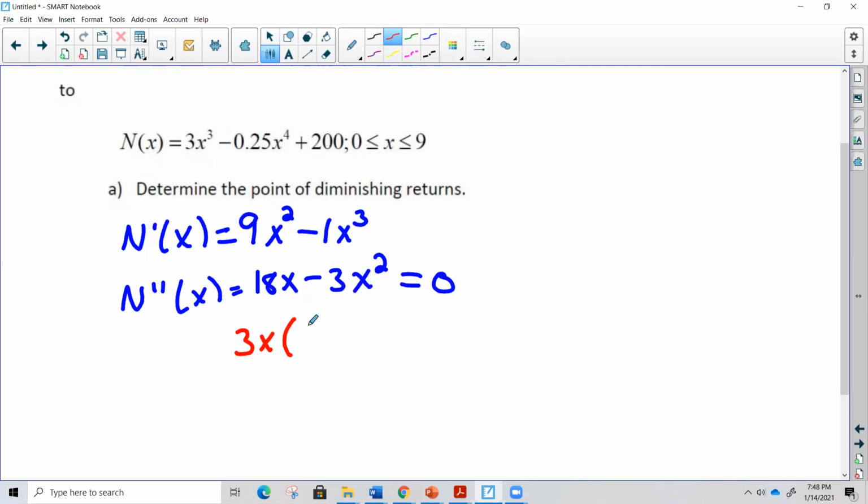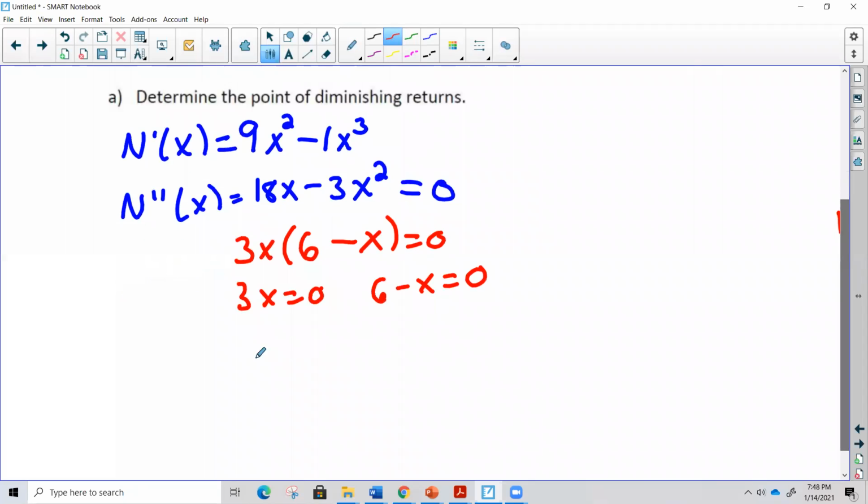So 18 divided by 3 is 6. And x divided by x is 1, or they cancel, so I don't need to write it. And then 3 divided by 3 is 1. And then if I take out 1x from x squared, I just get 1x equals 0. And then I'm going to set each factor equal to 0 and then solve for x. So I get x equals 0, because in this case I would divide both sides by 3, and 0 divided by 3 is 0. And here I'm going to add the x to the other side, and I get x equals 6. So those are my two possible points of inflection.